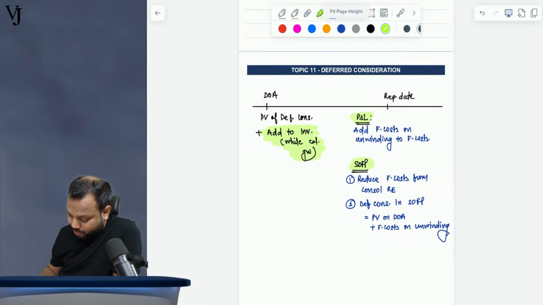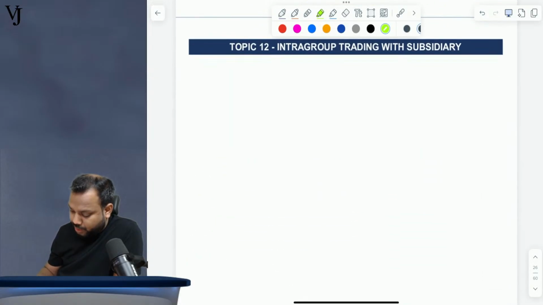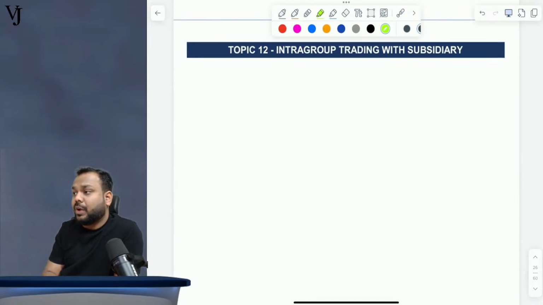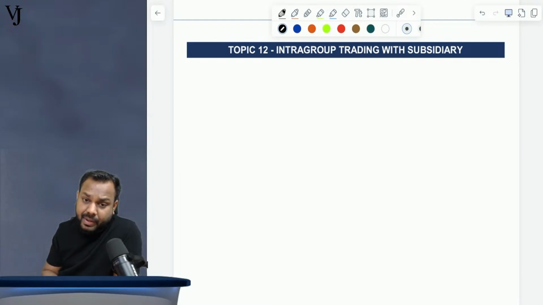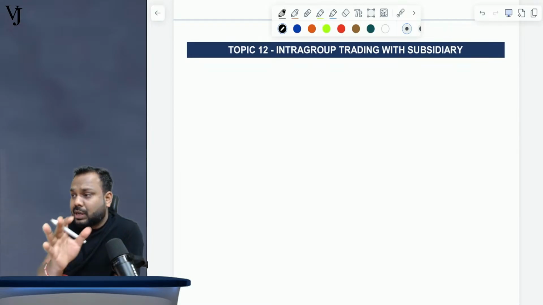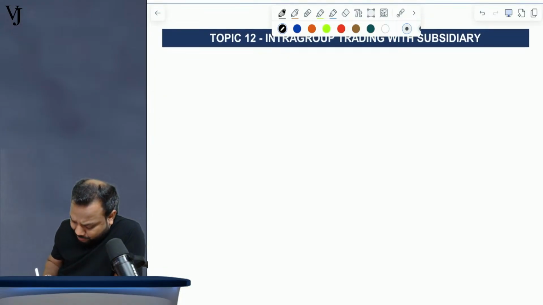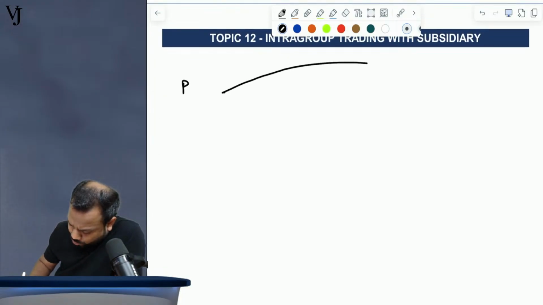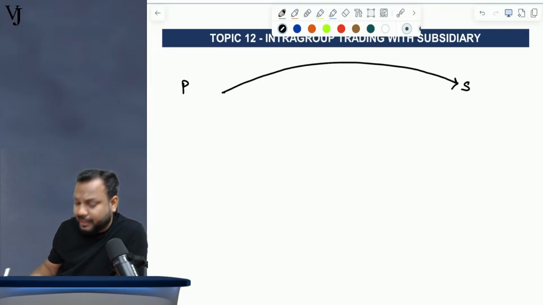Okay, chalo. Topic number 12: intra-group trading with subsidiary. Let me discuss this part also. It is very easy, but yes, students do make a mistake here in posting the amount. So understand. Let's suppose the parent has sold goods to the subsidiary.